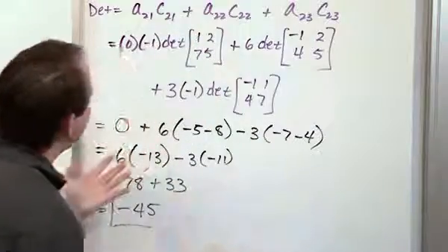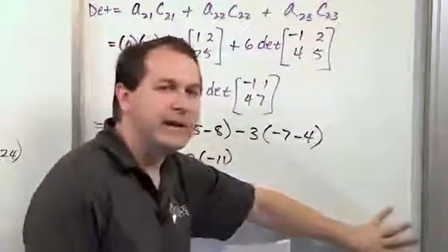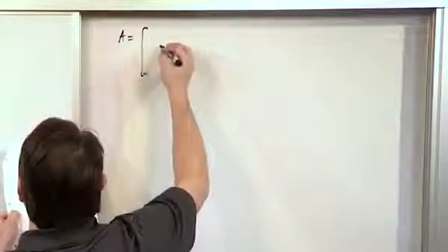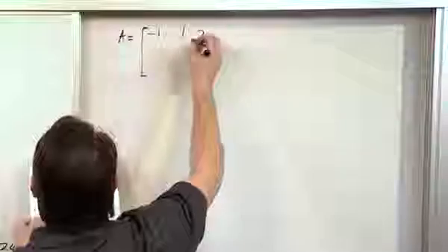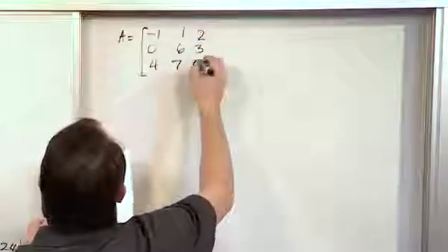And basically what's going to happen is you're going to get exactly the same answer no matter what row you go through. Now let me go ahead and do one where we go through a column just to show you that it's no real different. Let's say the matrix, we're just going to do exactly the same thing again. Negative 1, 1, 2, 0, 6, 3, 4, 7, and 5.